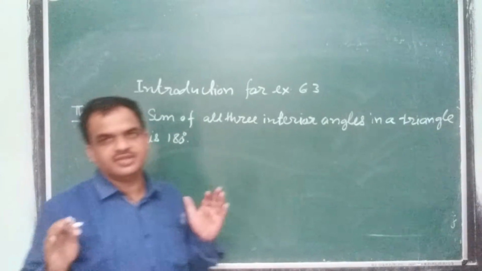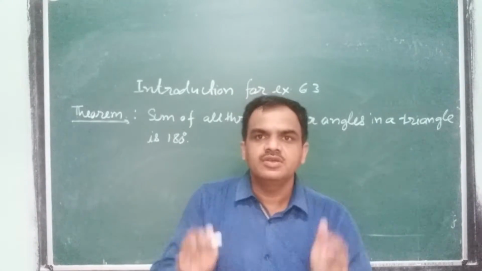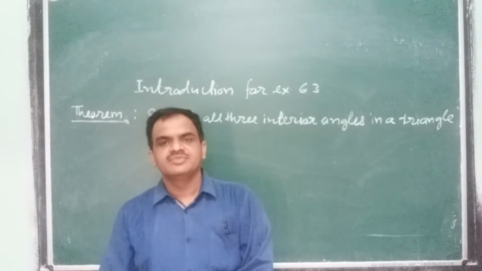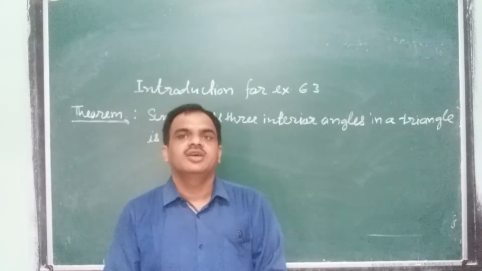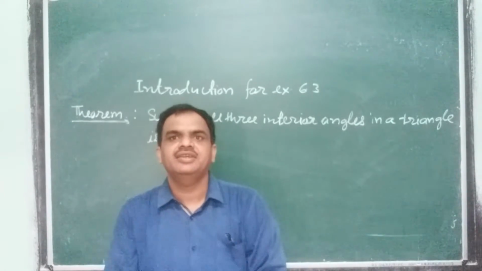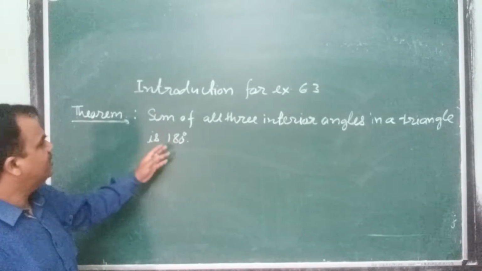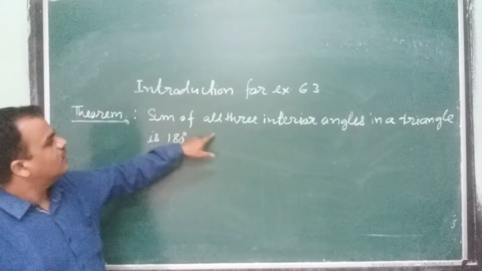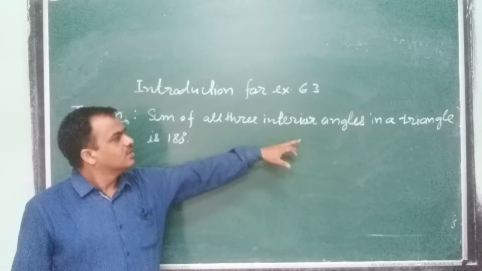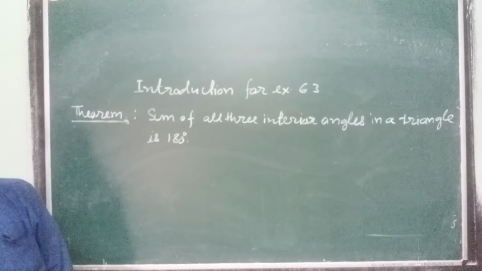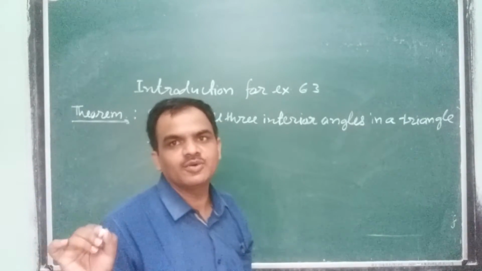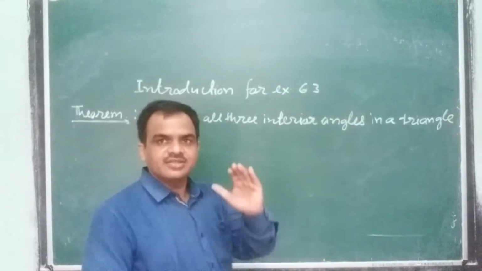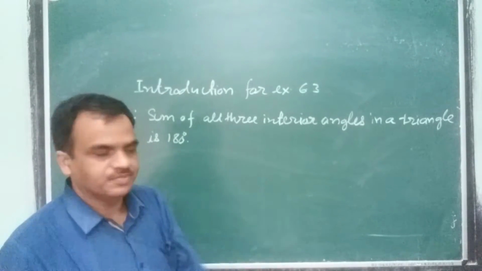As you know the steps of a theorem, whenever you are going to prove any theorem, first of all we will see what the statement is. After the statement, you have to personalize the things, that is, whatever is written in the statement, we have to make some visuals for that. Sum of all three interior angles in a triangle is 180 degrees. That is, we have to think about a triangle. So first of all, let us try to understand the steps of the theorem.